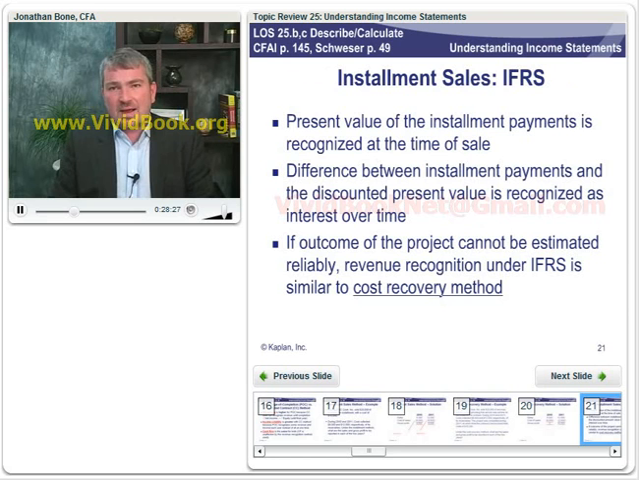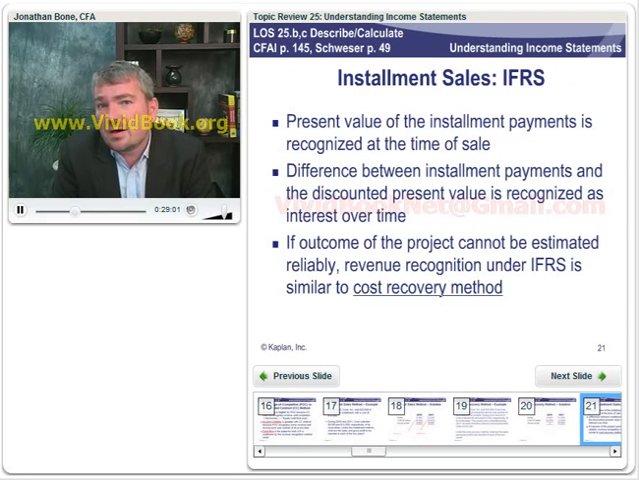Now be aware how it works under IFRS. It's a slightly different approach for the installment sales. What you're going to do is record the present value of the installment payments, and you record it as a sale at the time of sale. Now the difference between the payments you'll actually receive in the future and the present value that you've recorded as a sale is going to be treated as interest and spread over the life, if you like, or the time it takes to collect the cash from your customer. Okay, notice that's used instead of the installment sales method.